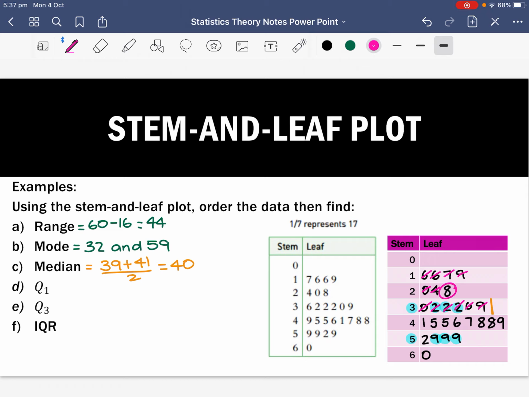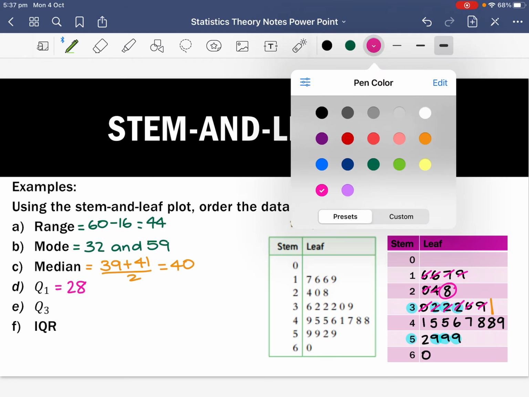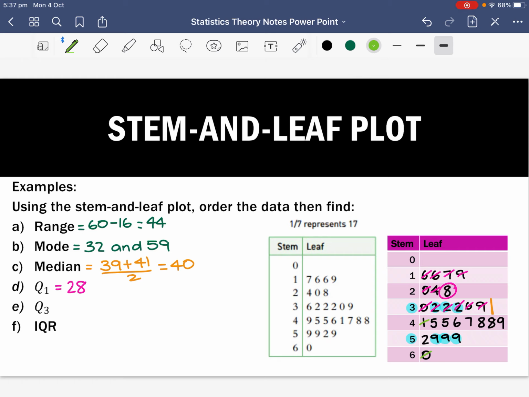Just double check that you have the same amount of scores on each side. So we have 1, 2, 3, 4, 5, 6 and 1, 2, 3, 4, 5, 6. Yes, so that means that our Q1 is going to equal 28. Then for our Q3, 1, 2, 3, 4, 5, 6, so it's going to be 48 for our Q3. Again, just quickly double check that you have the same amount of scores on each side. Yeah, so that is our Q1 and our Q3.